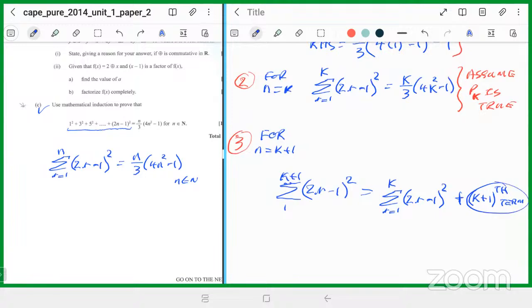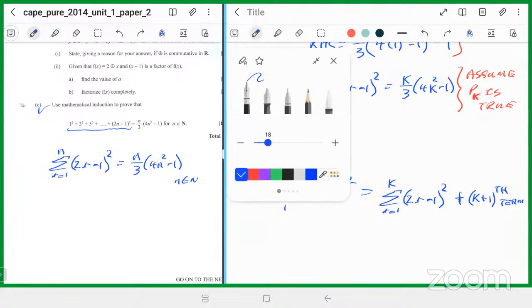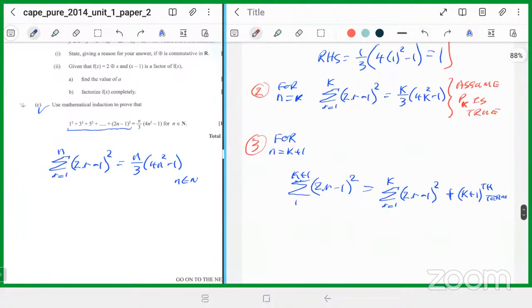Now, what is the k plus 1th term? The k plus 1th term is simply when the r is equal to k plus 1 in this expression. That is all. So just that expression with r equals k plus 1. Let me write this better. The k plus 1th term is when the r equals k plus 1. So take the k plus 1 and replace the r in this.